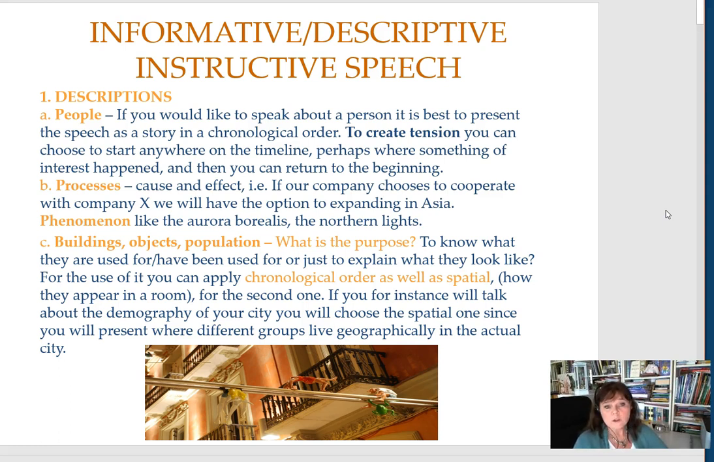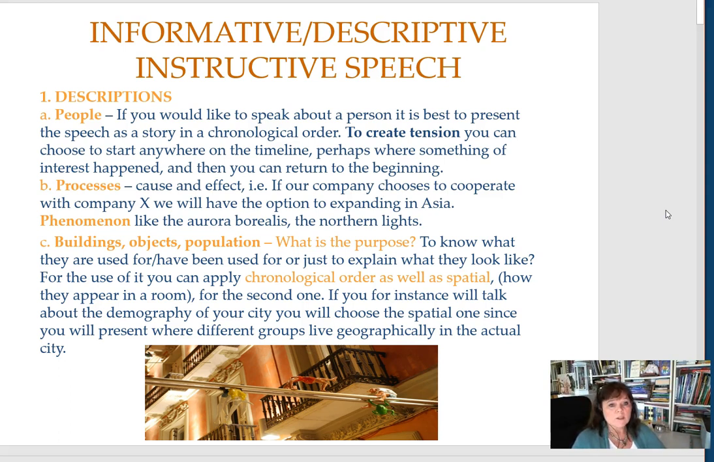If you are in an industry or you would like to describe processes, you start with cause and effect. You can, for instance, say, if our company chooses to cooperate with company B, we will have the option of expanding in Asia. If you describe a phenomenon, it's the same thing, like the aurora borealis, the northern lights. It's also informative.